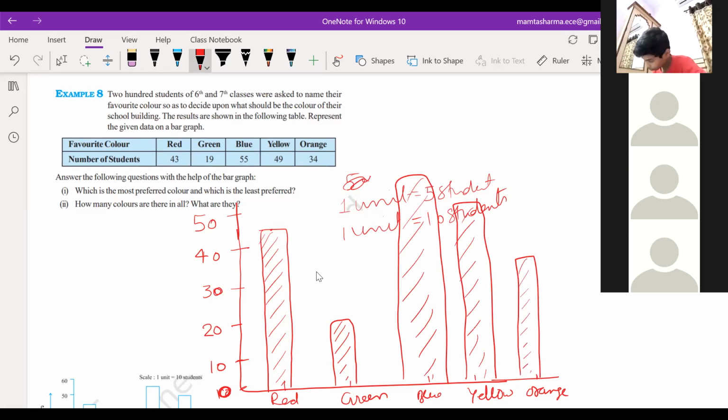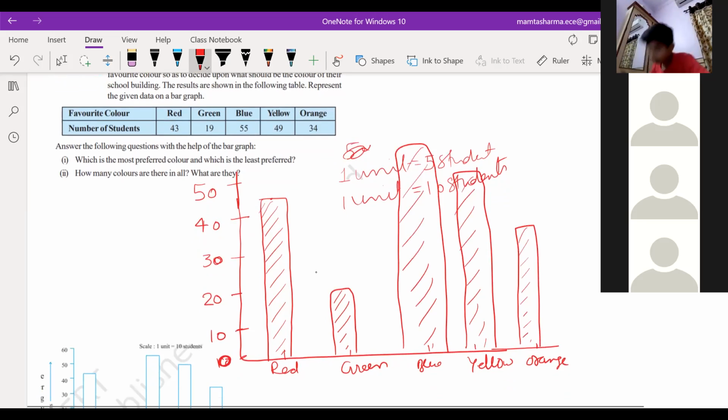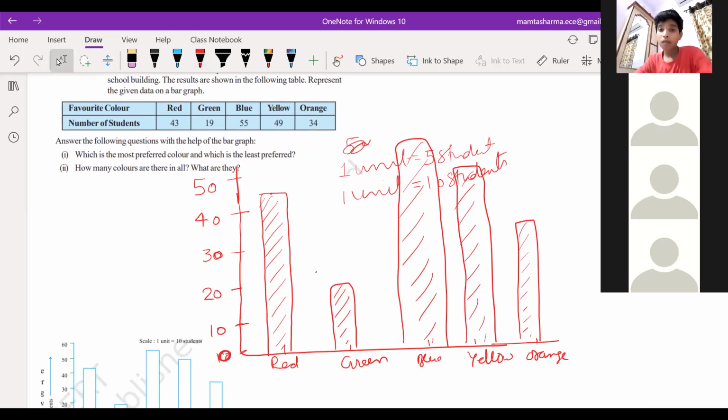So this is not up to scale, but this is the approximate graph. Actually, here the width is different. The width of all bars should be the same. Now what is given?